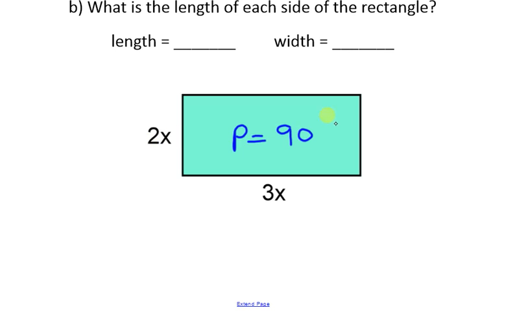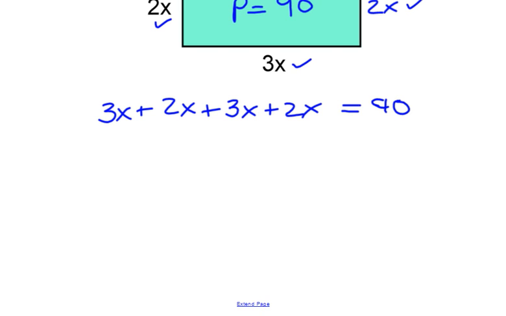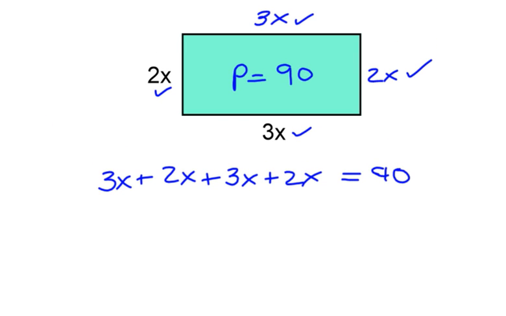So if this is 2x, what is this side? 2x. If this is 3x, what is this side? 3x. So I need to, just like in expressions, put them all together. 3x plus 2x plus 3x plus 2x. But this time I have to write equals 90 because I need to figure out what my x is. So let's combine like terms.